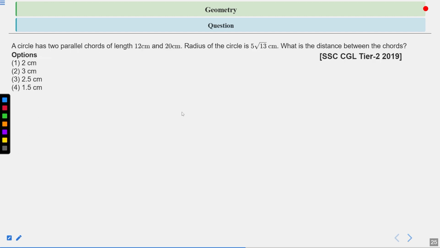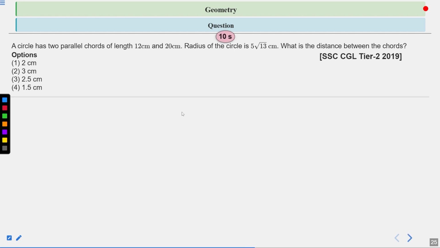A circle has two parallel chords of length 12 centimeter and 20 centimeter. Radius of the circle is 5 root 13 centimeter. What is the distance between the chords? And this question was asked in the SSC CGL Tier 2 exam 2019. So there are four options. First one is 2 centimeter, second is 3 centimeter, third one is 2.5 centimeter, and fourth one is 1.5 centimeter.